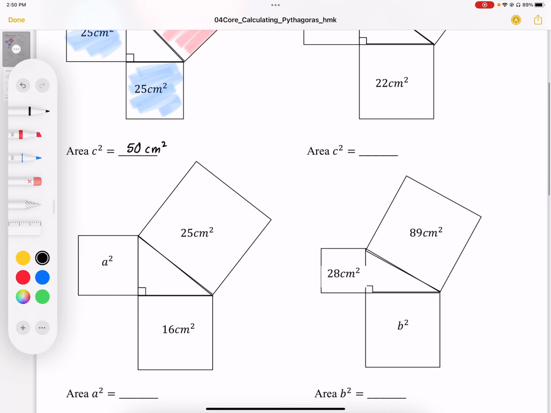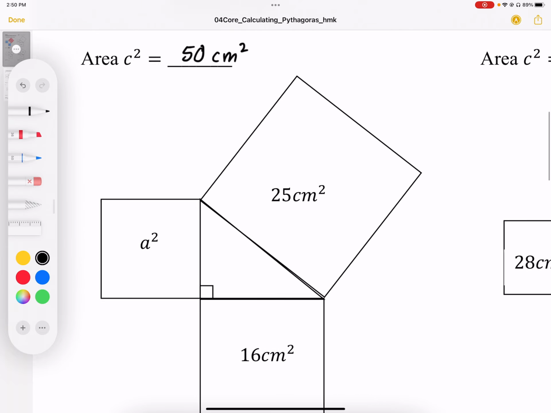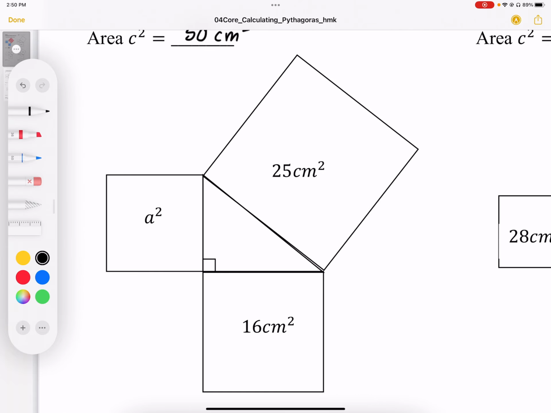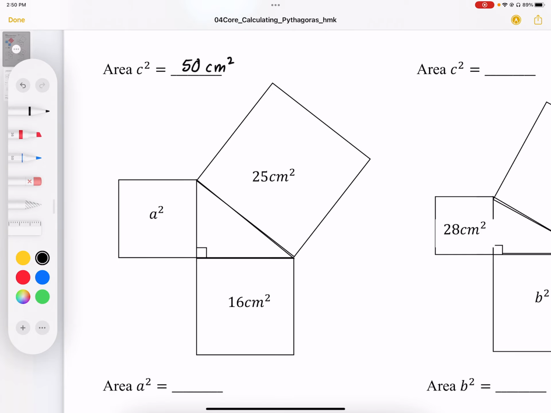So for the example below here, we're going to have to subtract the areas because to get the a squared area is going to be the smaller area. So we're going to subtract from 25 squares.